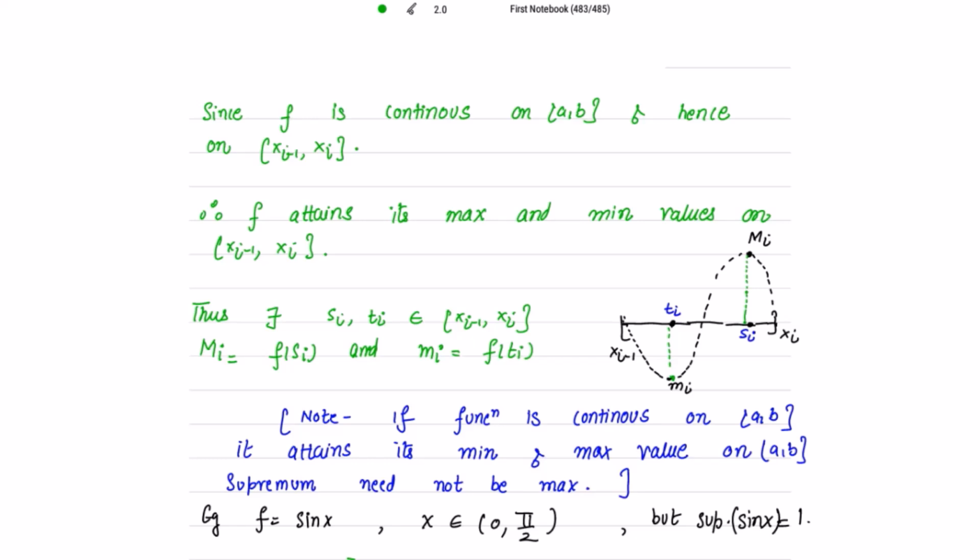Alright. In this proof, I have taken t_i first. It's my choice, it's your choice. Whatever point you want to choose, you can write s_i over here or t_i over there. It's your choice, okay?